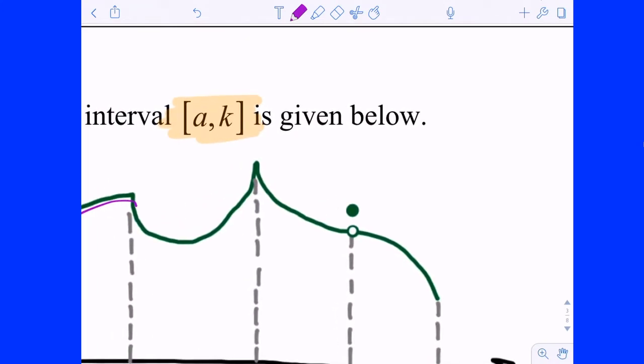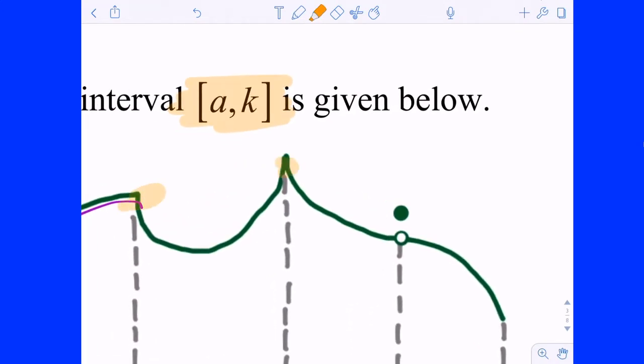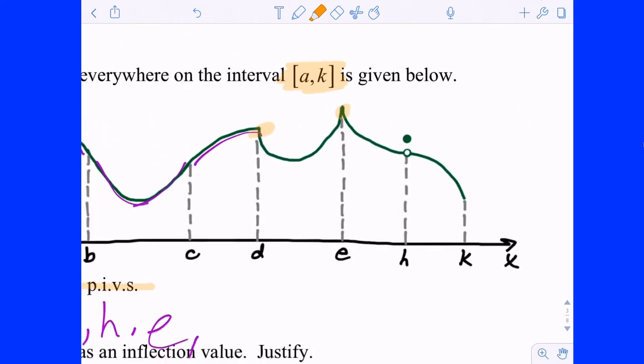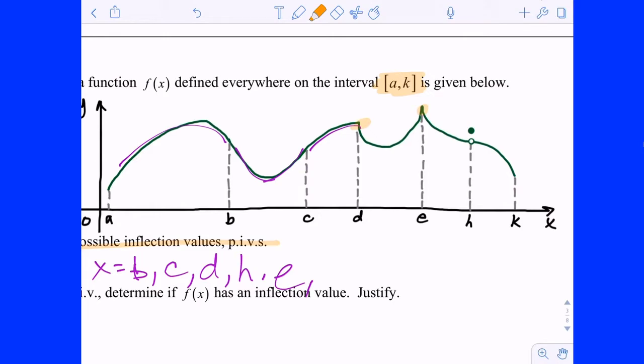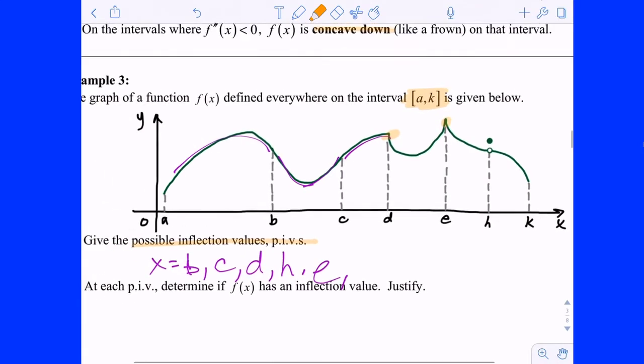If you see a cusp, that's not only going to be a critical value, it's going to be a possible inflection value every time. Okay, because if it's where the derivative is undefined, the second derivative will be undefined. Not every critical value, though, is going to be a possible inflection value, right? Not every horizontal tangent is going to be a change in curvature, but every cusp will be. And you said H, yes, because H is defined and the curvature changes there.